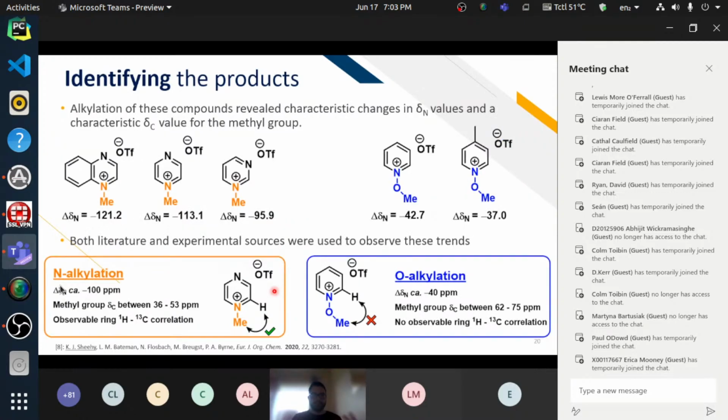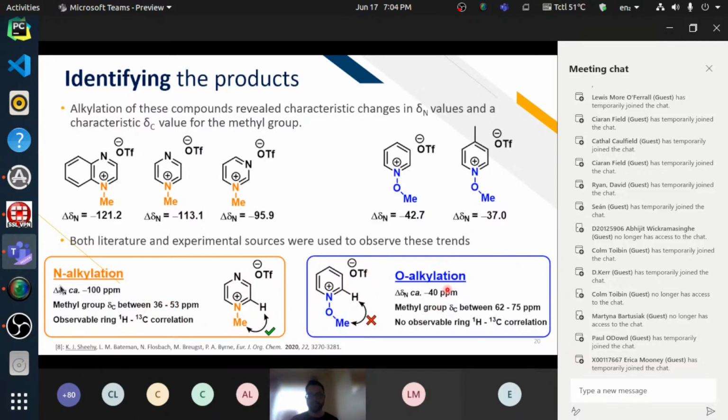So we alkylated a few of these heterocycles that can only alkylate in one position, and we found a trend for the ones that can only alkylate on nitrogen and a trend for the ones that can only alkylate on the oxygen of an N oxide. These trends are summarized just down here below. So when you N-alkylate a nitrogen heterocycle, the nitrogen chemical shift of that nitrogen will go down by about 100 ppm. The carbon shift of the methyl group will have a certain distinctive shift, and then there's also an observable ring correlation.